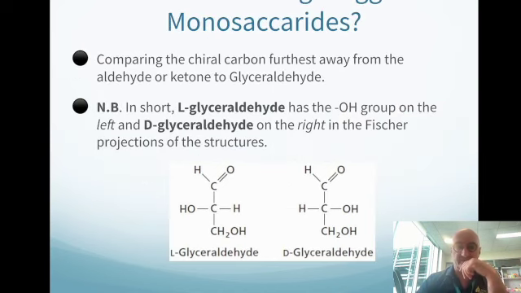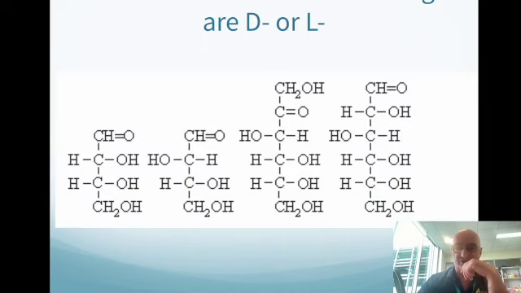How do we assign bigger monosaccharides? Well, it gets more complicated pretty quickly, and you would need to look at the position of the OH group on the first carbon from the CH2OH at the bottom in a Fischer projection.